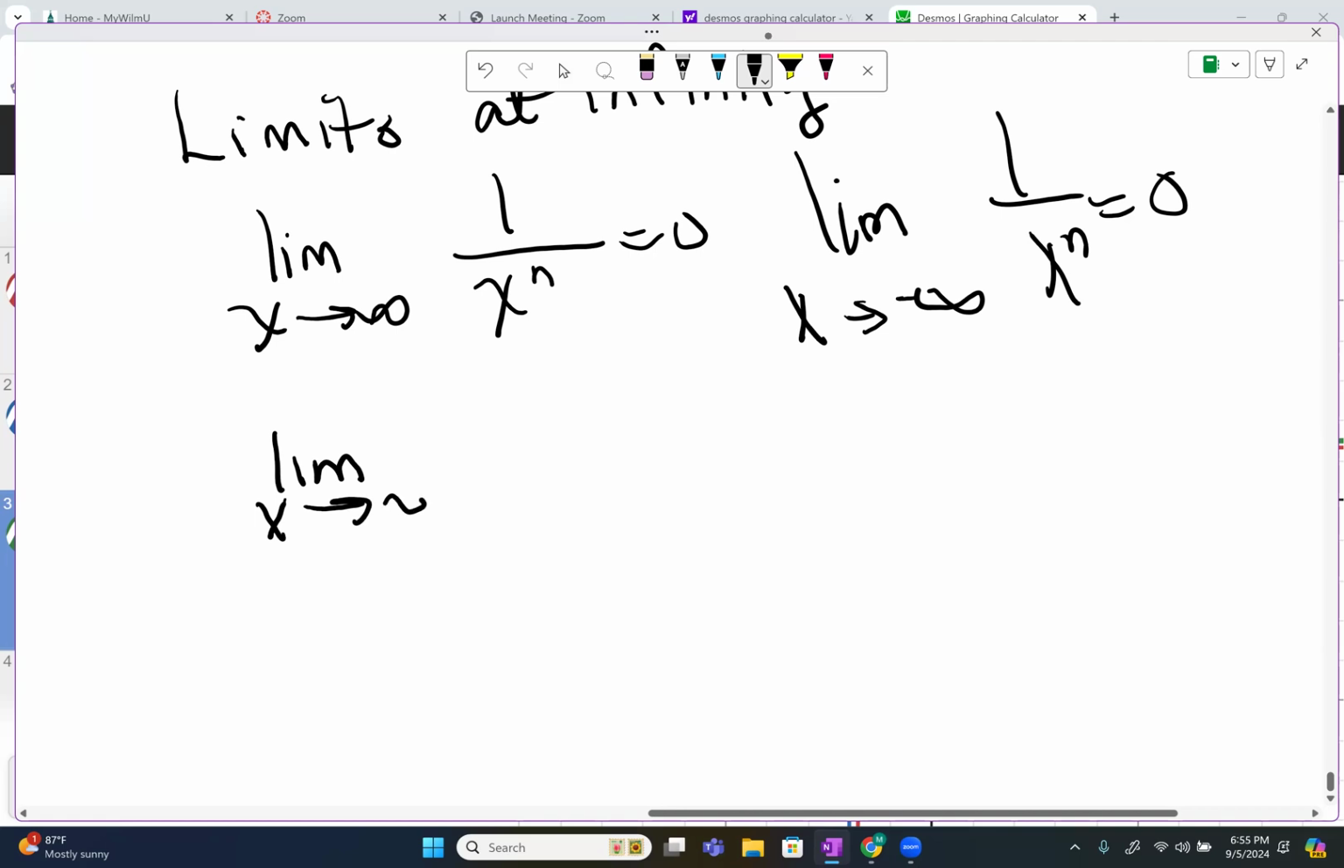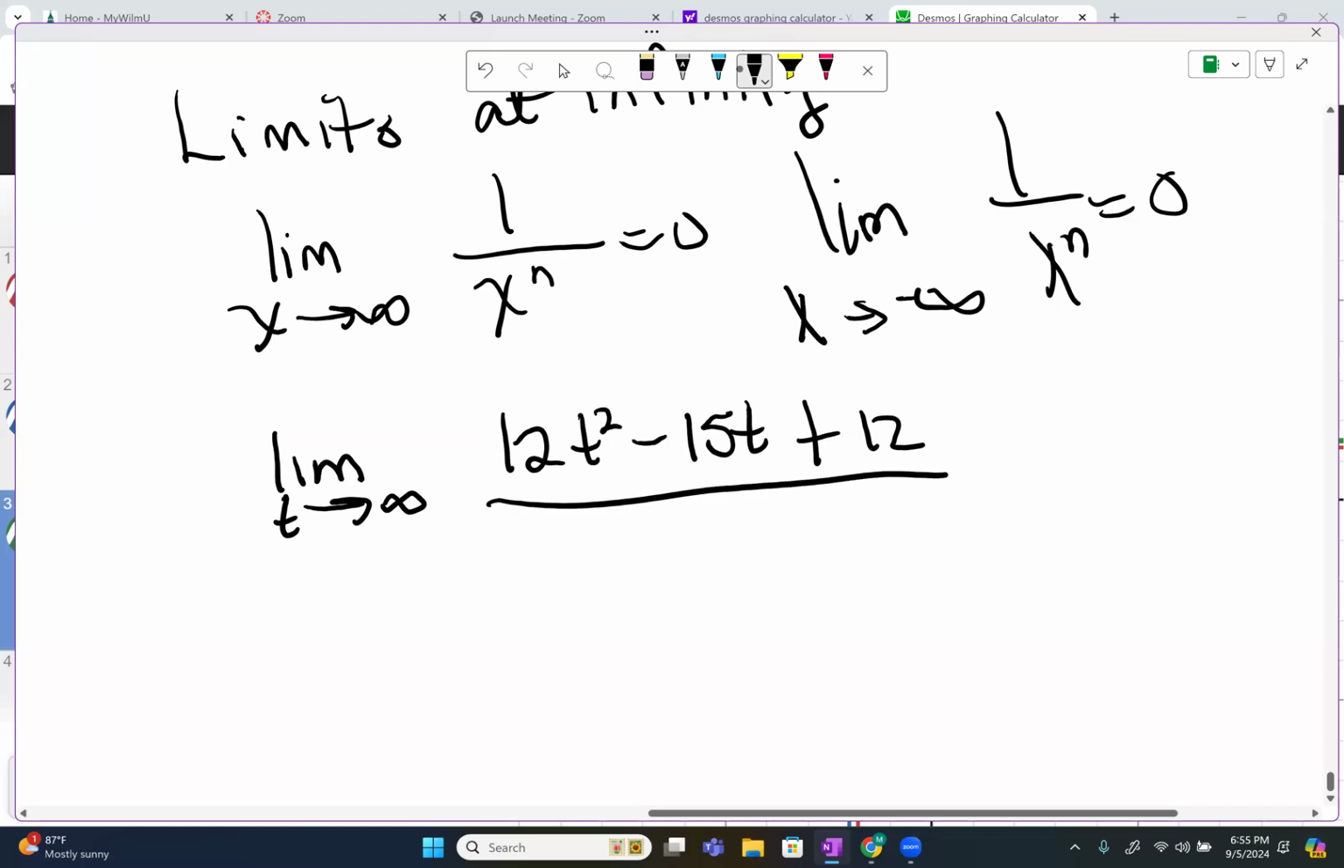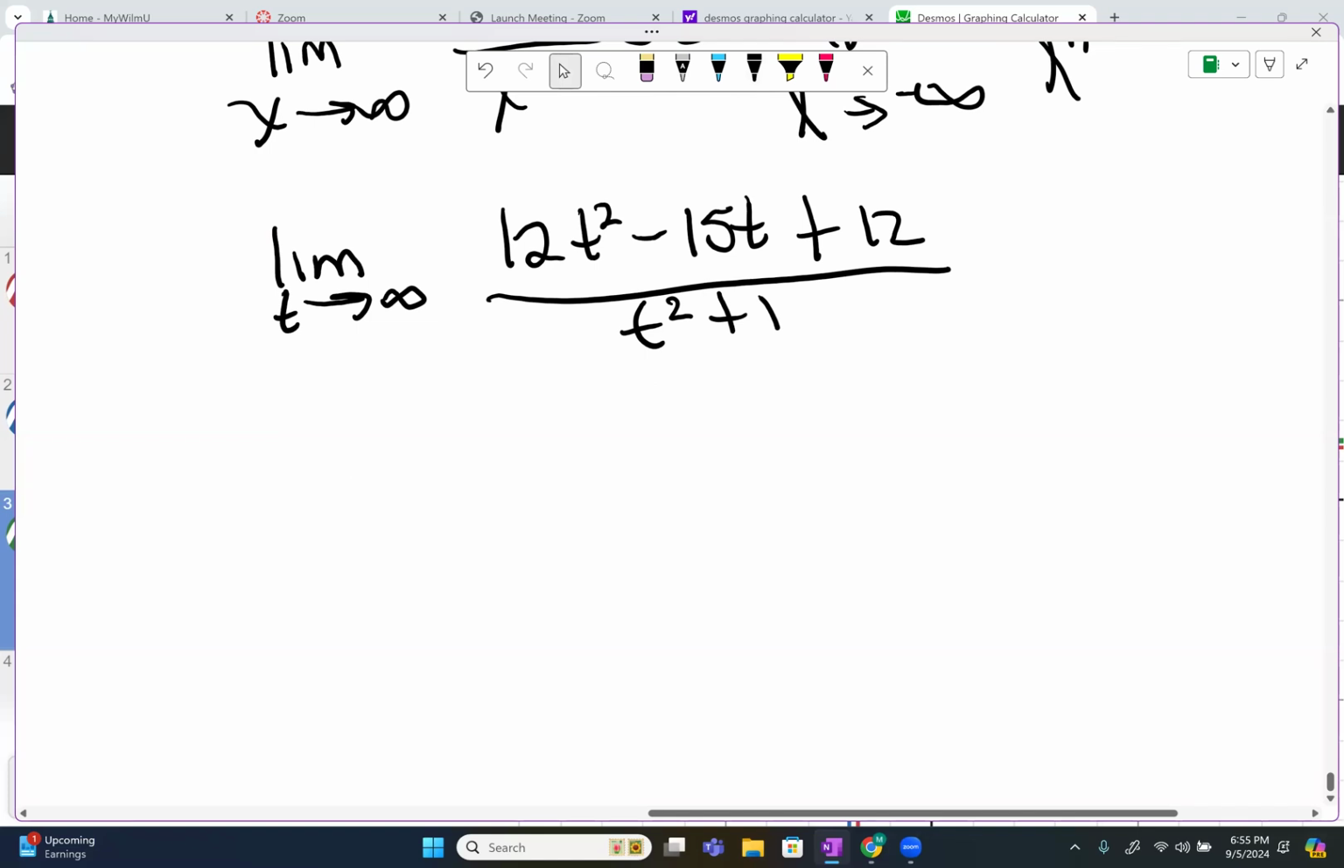So x is reaching infinity, and this is going to be 12. Let's call this t. Let's call it t squared. So t approaches infinity. So this is 12t squared minus 15t plus 12. And this is all over t squared plus 1. So this becomes, and notice the math here, this becomes really simple. You see how that's t squared and that's t squared, so they're all going to get divided by t squared.